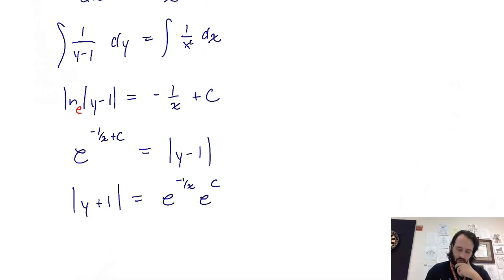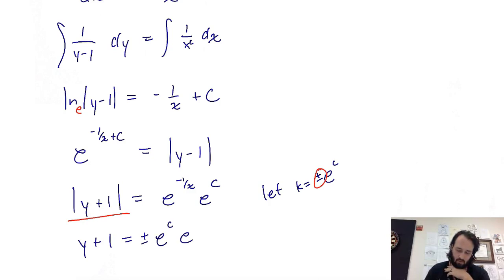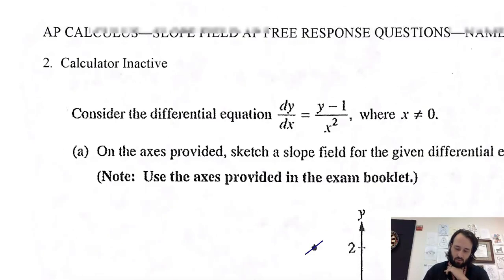And what I'm going to do is let k be plus or minus e to the c. So the reason I'm writing that plus or minus is because of the absolute value there. That means y minus 1 could be plus or minus e to the c, e to the negative 1 over x. And that e to the c is just some constant. You can solve for this constant really any time. I think Mr. Osborne does it up here sometimes, just to make sure that you get that value of c.